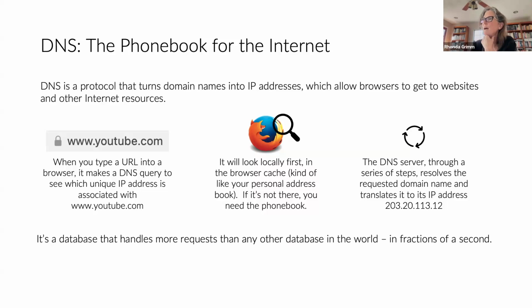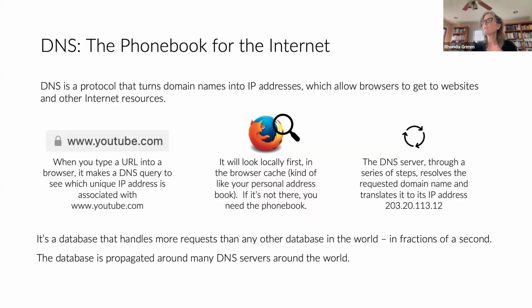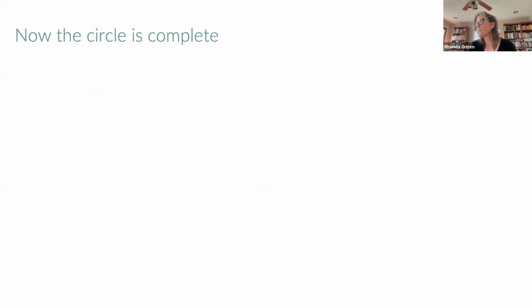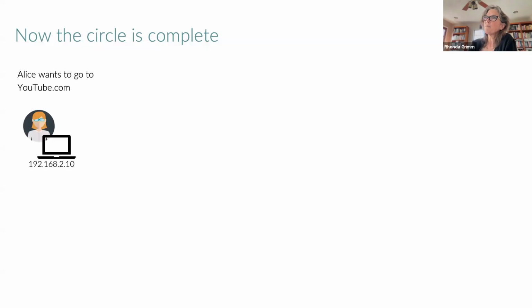So when you think about it, DNS, I'm pretty sure it's the biggest database in the world. It handles billions and billions of requests in fractions of a second. And you've got these DNS servers located all around the planet. It's a pretty sophisticated little system. So now the circle is complete.